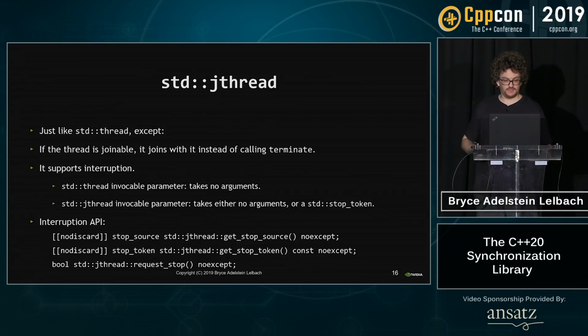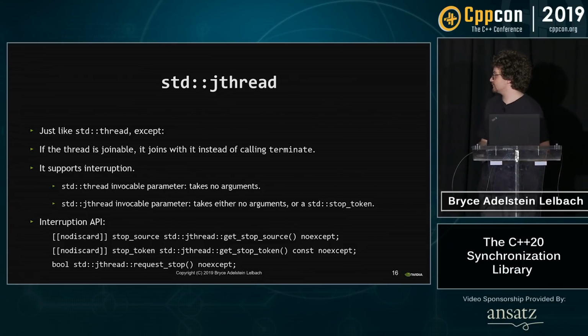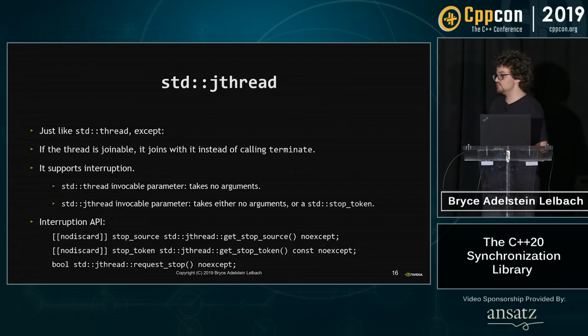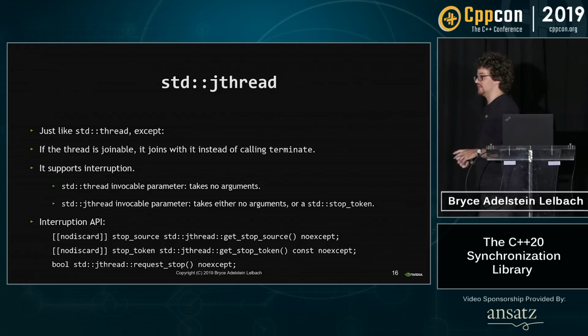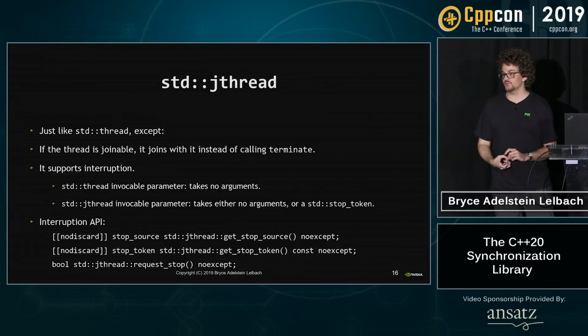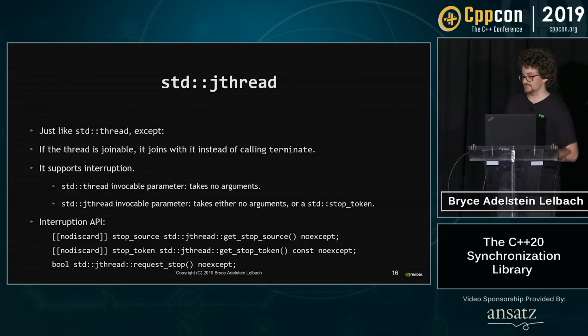And then on std JThread, you can get the stop source associated with the JThread. You can get a stop token associated with the JThread. And then, as I showed, you can request that a JThread stop. So this is a useful mechanism because it means that you no longer have to build your own interruption or termination mechanisms.